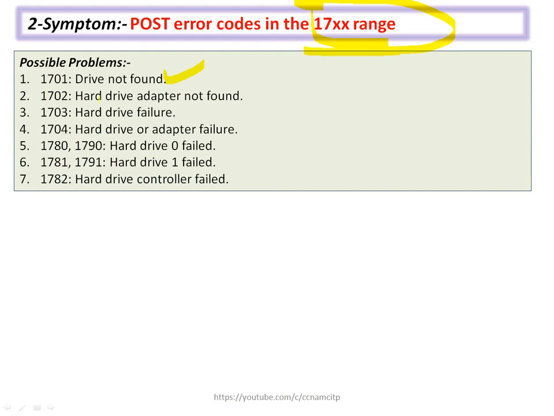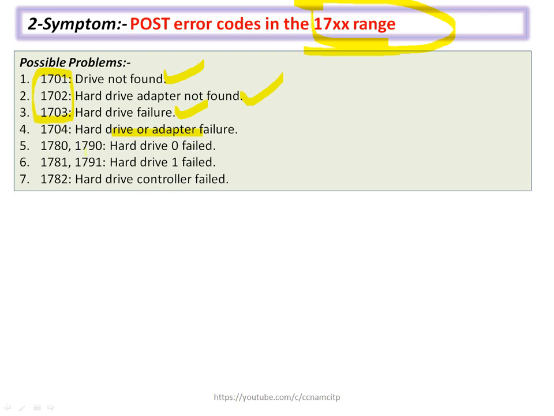Second one, 1702, hard drive adapter not found. Third one, 1703, hard drive failure. So you need to be very specific and careful about this. If it is 1 2 3 4, what could be the reason? It will be very easy to identify and rectify. Now hard drive and adapter failure for 4.